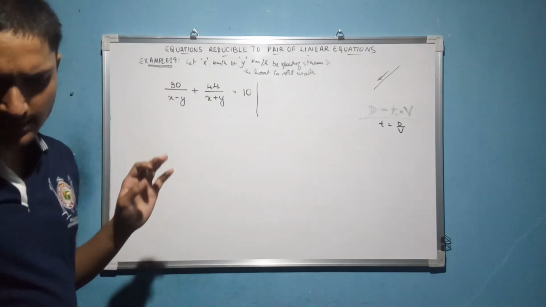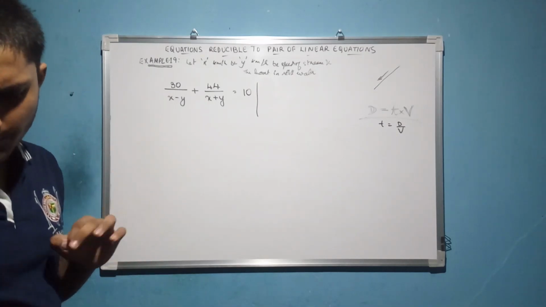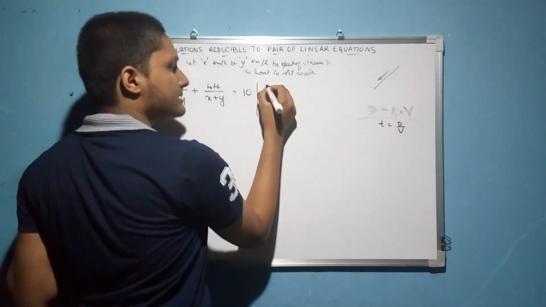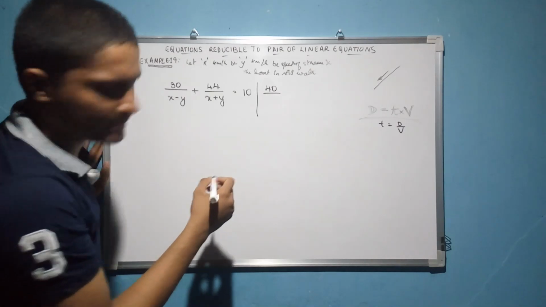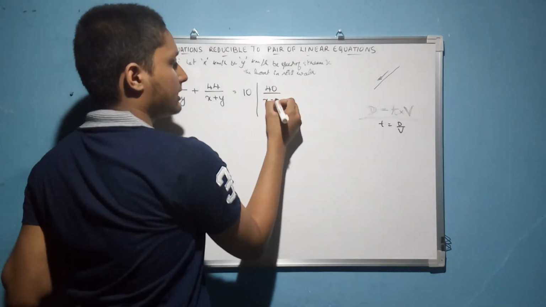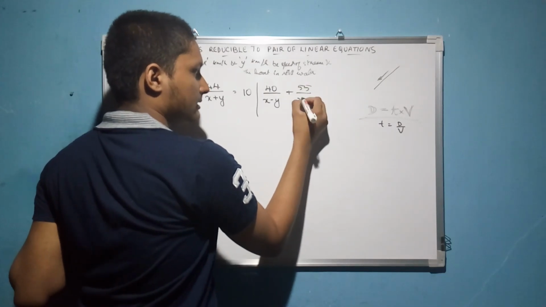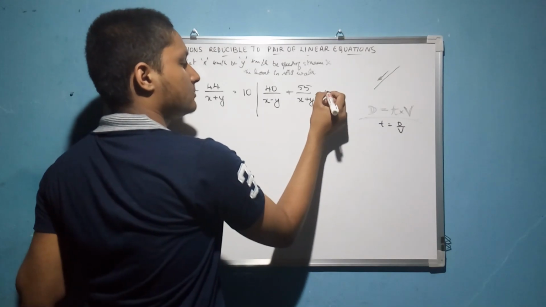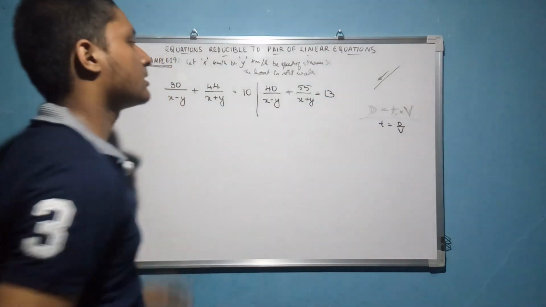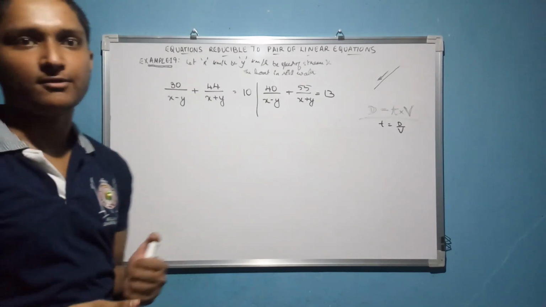The second equation is given like this. You have 13 hours with you. It can go 40 kilometers upstream and 55 kilometers downstream, x plus y, that is equal to 13. Why we are taking x plus y and x minus y has already been explained above.